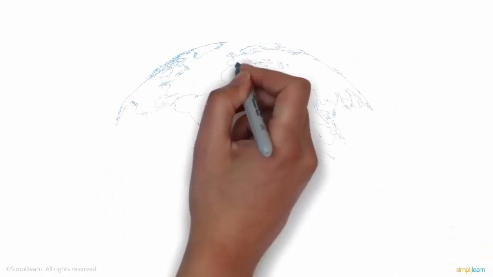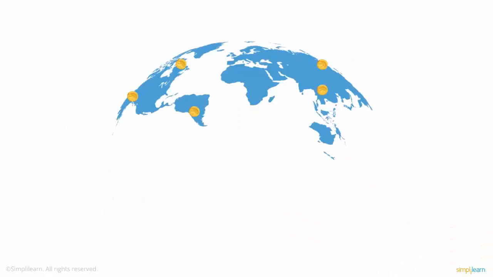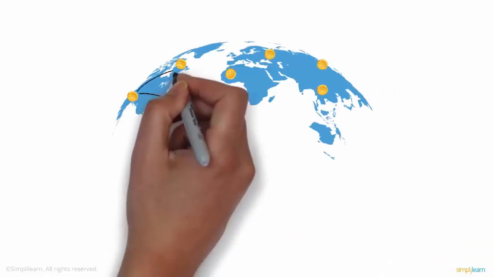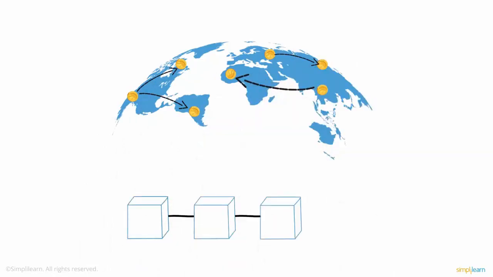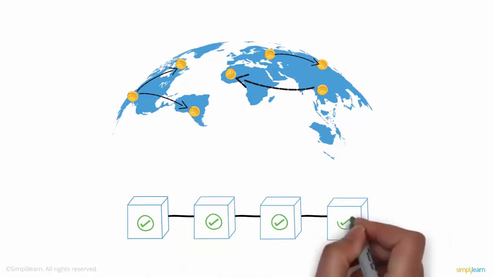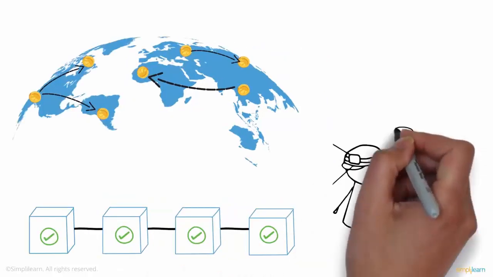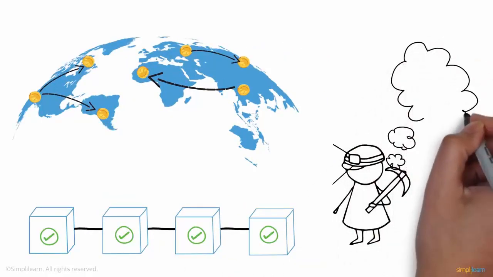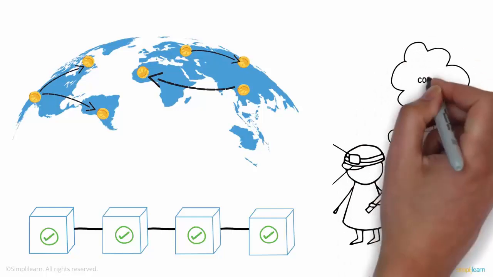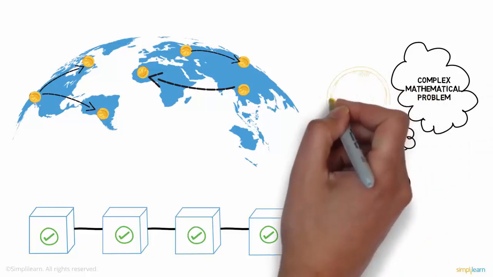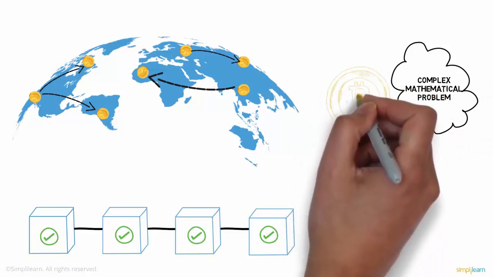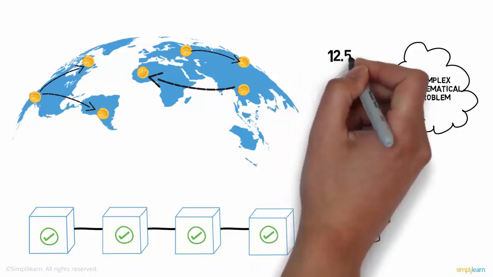This transaction and several other similar ones are taking place all around the world. These transactions are validated and then added block by block. The people who validate these blocks are called miners. For a block to be validated and added to a blockchain, miners need to solve a complex mathematical problem. The miner who solves this first adds the block to the blockchain and is rewarded with 12.5 Bitcoins.